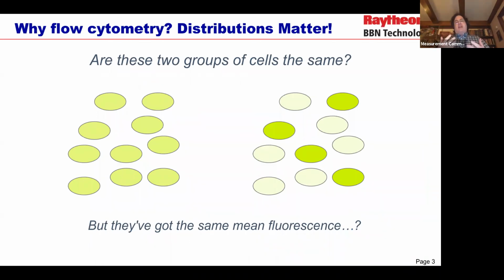Well, let's dig into flow cytometry and why flow cytometry first. Really, it comes down to the fact that the distributions of your cell behaviors matter. Let's take a look for a very simple example at these two groups of cells here on the left and on the right. These two groups of cells have the same mean fluorescence, but they're clearly not the same. The ones on the left are very uniform. The ones on the right are extremely bimodal. If we want to understand what's going on in the cells that we're engineering, we want to know whether we're looking at cells like the cells on the left or cells like the cells on the right.